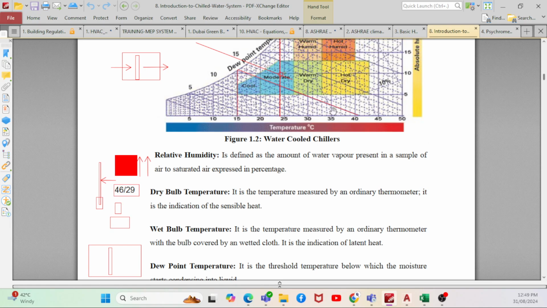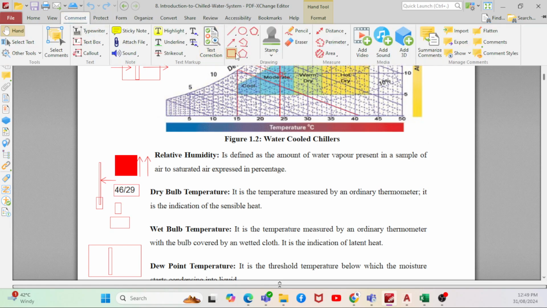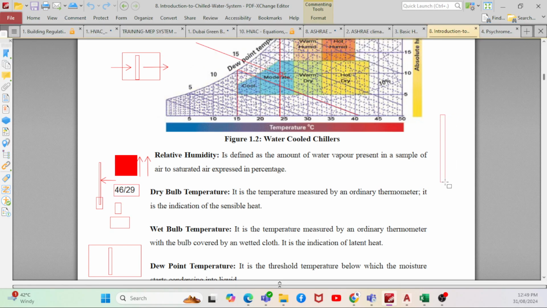For example, you have a thermometer and you put a wet cloth on it. This wet cloth will evaporate. When it evaporates, the temperature will reduce because it is cold water. The temperature keeps reducing as it evaporates, and after evaporation it will stop at one particular condition. That is called the wet bulb temperature.